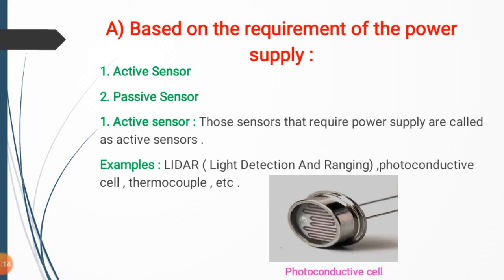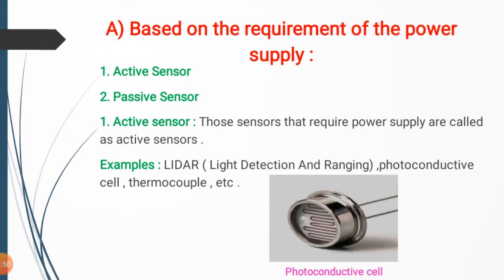Now let's see the active sensor first. Those sensors that require power supply are called active sensors. An active sensor means a sensor which requires external power supply for its operation. For example, consider LiDAR, light detection and ranging. This sensor is used to detect light or a particular light intensity. It requires power supply for its operation, so this is known as an active sensor.